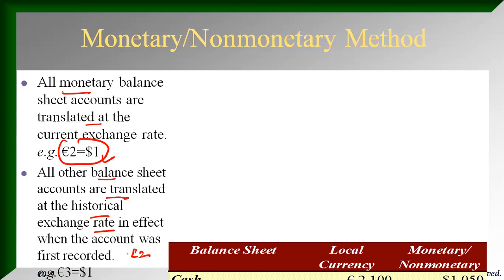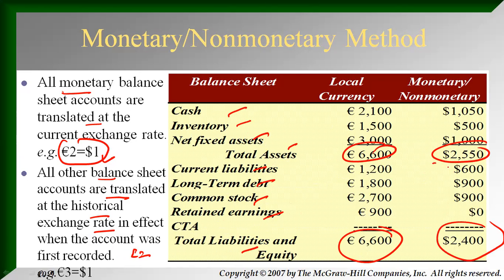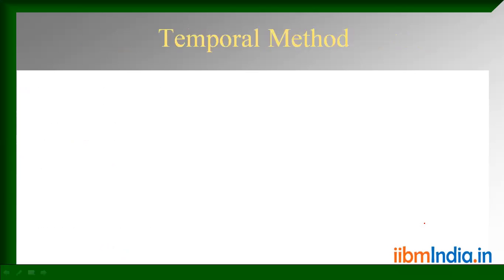3 into 1. So again, you can understand here the non-monetary method: cash, inventory, net fixed asset, total asset, current liabilities, long-term debt, common stock, retained earning, total liability and asset. So it's again equal. But there are certain differences between the monetary and non-monetary methods. Here is 2550, here 2400. The differences are coming due to certain differences in foreign exchange.